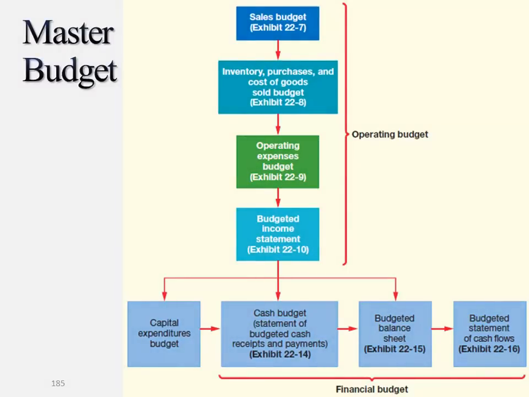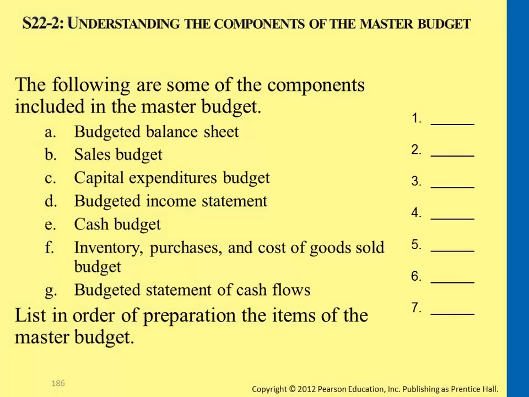All right, let's do a quick exercise just on the components, the structure of budgeting. If I give you A, B, C, D, E, F, G, and ask you to list the preparation steps of all these budgets, which one do you think is the first one? Sales, and then? Inventory, purchases, cost of goods sold.